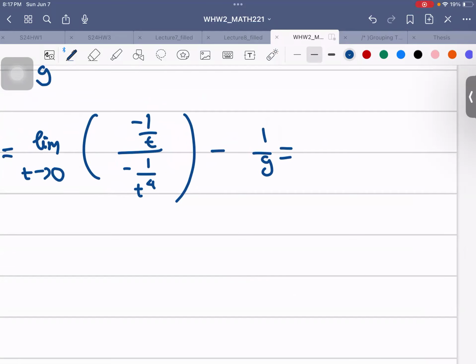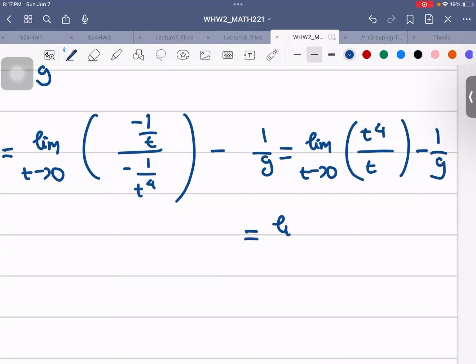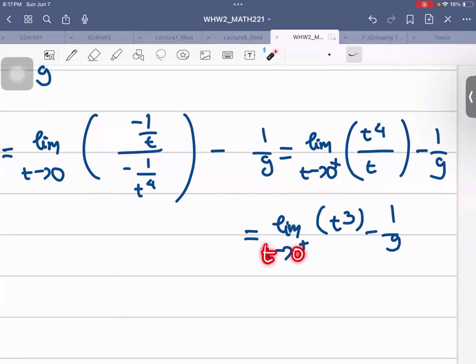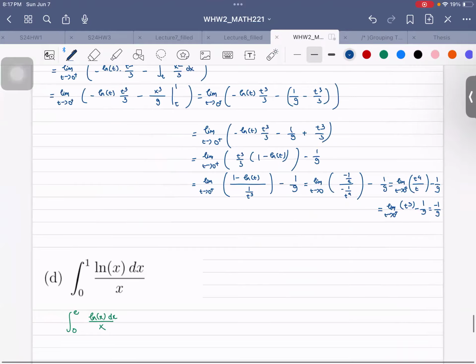So at the end, I will have the limit as t goes to 0 of t to the power 4 divided by t minus 1 over 9. So I have the limit as t approaches 0 from the right side of t cubed minus 1 over 9. Because t approaches 0 from the right side, I plug in 0 and have 0 cubed, which is 0. So at the end, my final result is negative 1 over 9. Okay?